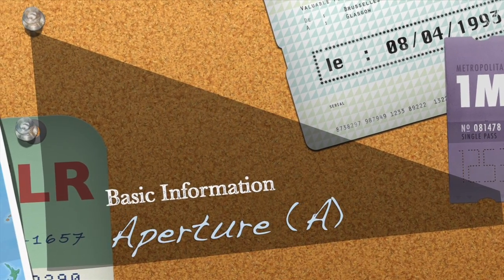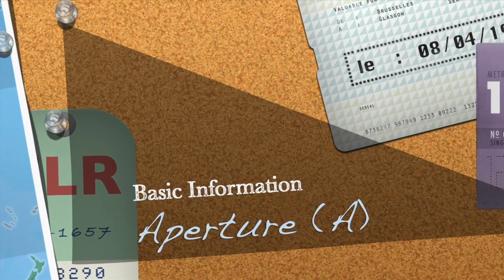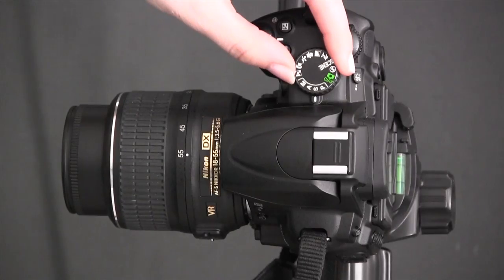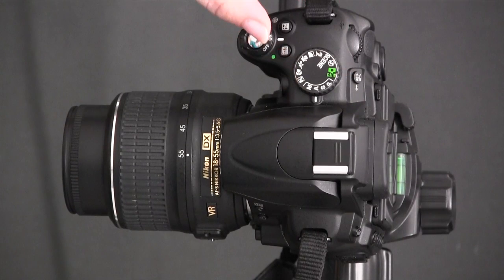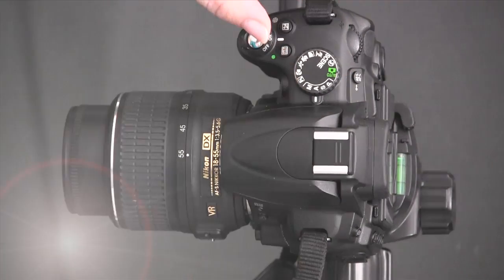Another program we will be using is the aperture priority mode. The mode dial will need to be shifted to the A position, representing aperture priority mode.